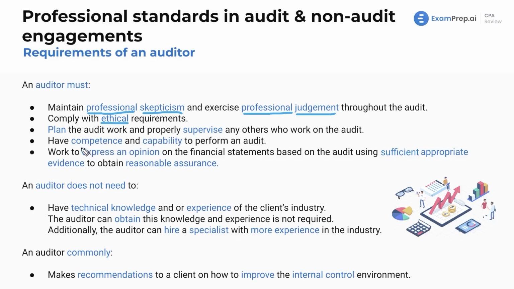Now, this competence ties into this situation. You need to be competent, meaning you need to be able to do the audit. That's a very broad statement, and I mean it that way, because you do not need to have technical knowledge or experience in the particular industry that you're doing the audit for. You as the auditor can obtain the knowledge by hiring a specialist or just working toward it, training for it. Experience is not required.